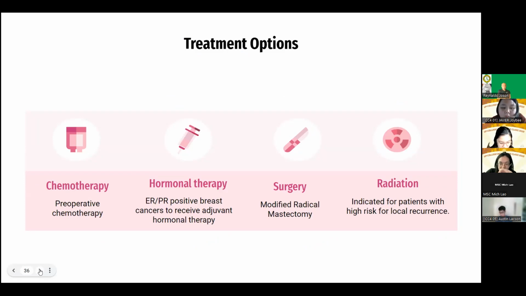Preoperative chemotherapy followed by breast-conserving surgery and radiation can be done in patients with stage 3 to achieve low local regional failure rates. Moreover, the December 2022 Philippine Breast Cancer National Clinical Practice Guidelines recommend that PR-positive breast cancer patients receive adjuvant hormonal therapy, which includes tamoxifen with or without ovarian suppression or ablation, or aromatase inhibitor with ovarian suppression or ablation.